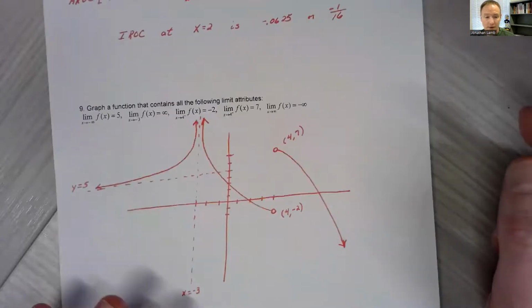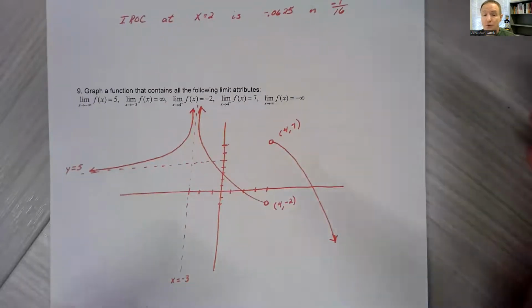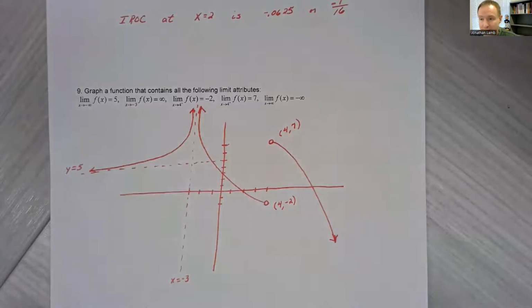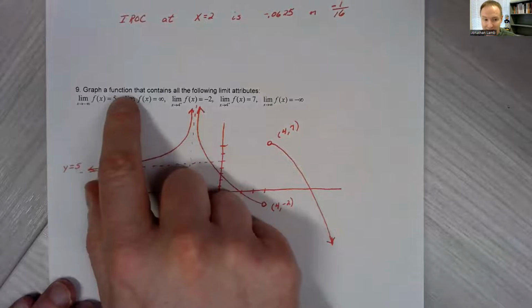Okay, up next, I'll give you a problem asking you to graph out a function given limit attributes. Keep in mind, I say it has to be a function.